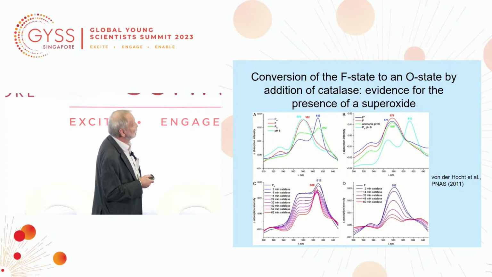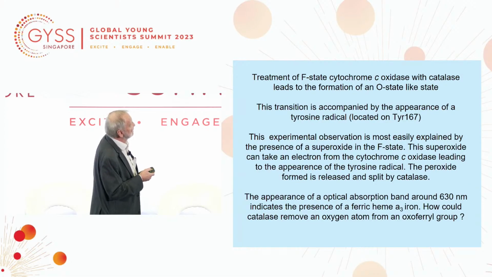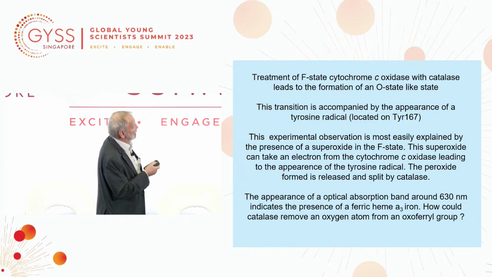And we also have other evidence for that, because when you generate the F state, that is seen here in that part of the slide, absorbance at 582, and when you add catalase, then the F state actually is reduced, and you get this new state, and this new state looks very much like an O state. So by addition of catalase, we convert the F state to an O state. This is most easily explained by the presence of the superoxide in the F state. If the superoxide takes an electron from cytochrome c oxidase, it also leads to the appearance of a tyrosine radical, located on tyrosine 164, that we know. And the peroxide, which is released from the enzyme, is split by catalase. This then gives the optical feature of the oxidized form of cytochrome c oxidase with a ferric heme A3 ion.